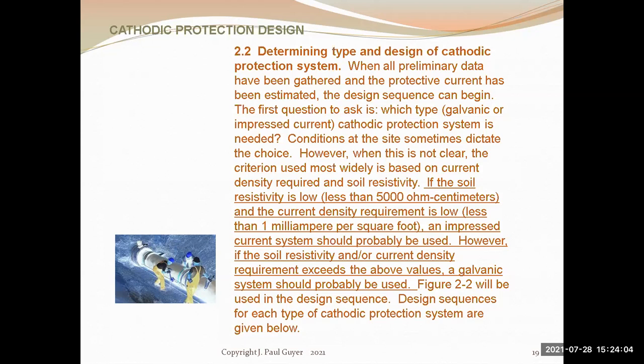So below 5,000 ohm centimeters, that is a highly corrosive soil environment, and you're going to have to probably use the more powerful impressed current system. Between 5,000 ohm centimeters and 30,000 ohm centimeters, that is the less corrosive soil environment. And so you'll probably be able to get away with just using the less costly, less complex sacrificial anode system.